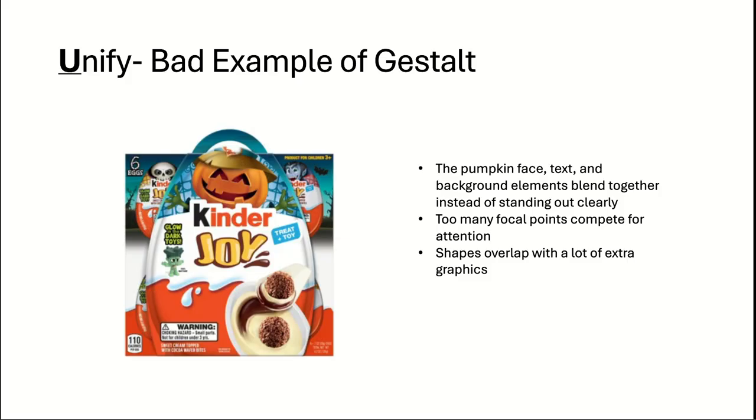Here is a bad example of Gestalt. So the pumpkin face, text, and background elements blend together instead of standing out very clearly. There's too many focal points that compete for attention. The shapes overlap with a lot of extra graphics.